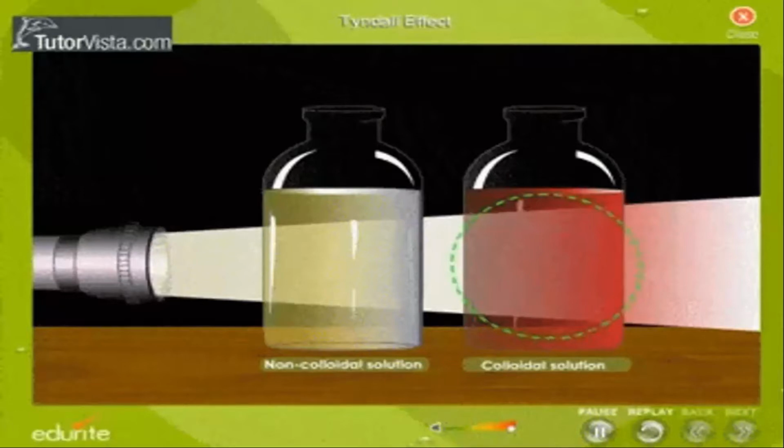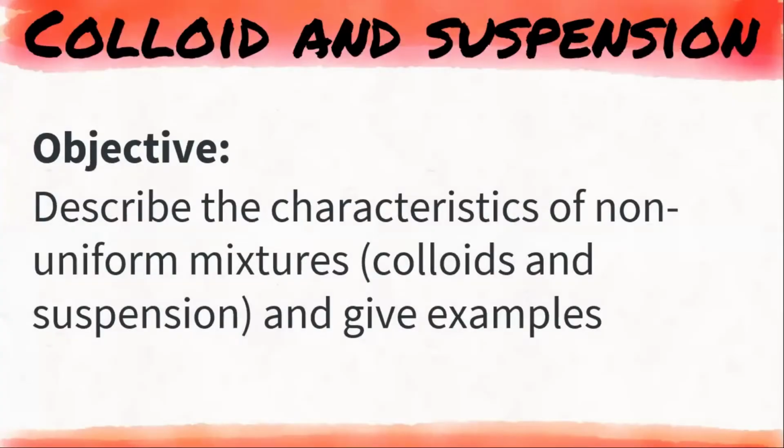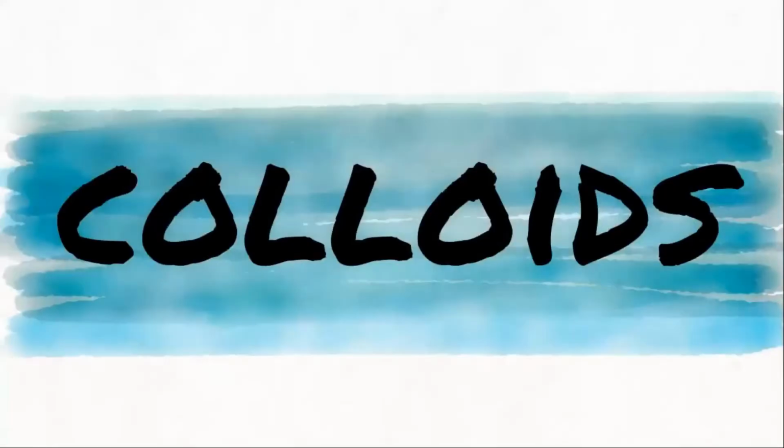Remember that when we say heterogeneous, these are kinds of mixtures in which the individual substances that you have mixed are still visible and recognizable. So let's take a look at this. Our objective is to describe the characteristics of these non-uniform mixtures, colloids and suspension, and we need to give examples.